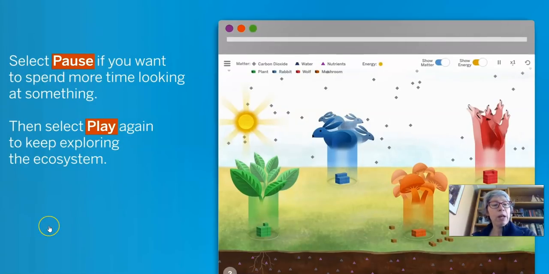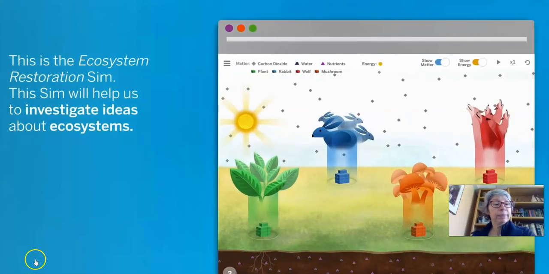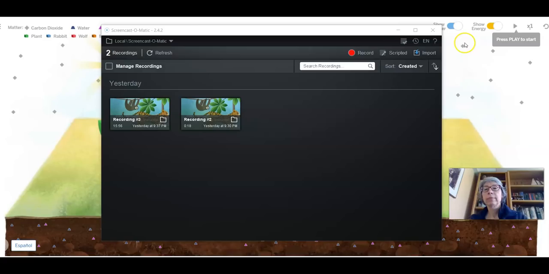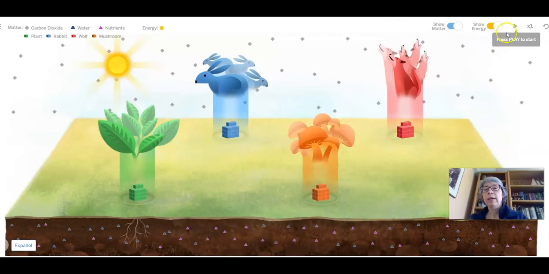Right, so I'm going to pause and go over to the sim. If you have access online, you can go to the sim as well. Just follow the directions in your pamphlet. This is the ecosystem. Okay, so I'm going to follow their instructions and I'm going to double the time here and press play.